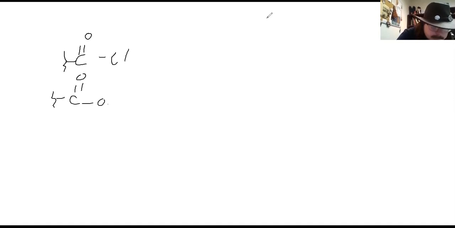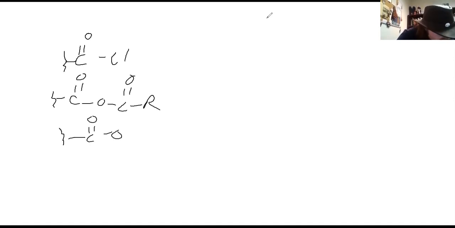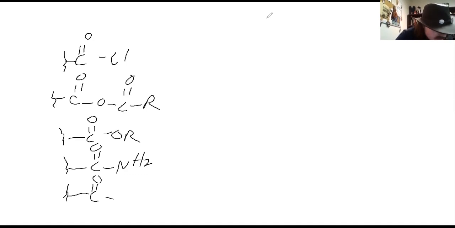We have our acyl chlorides at the top, our anhydrides, our esters, our amides, and our carboxylates, which is the deprotonated carboxylic acid. As we're going up, we have increasing reactivity.